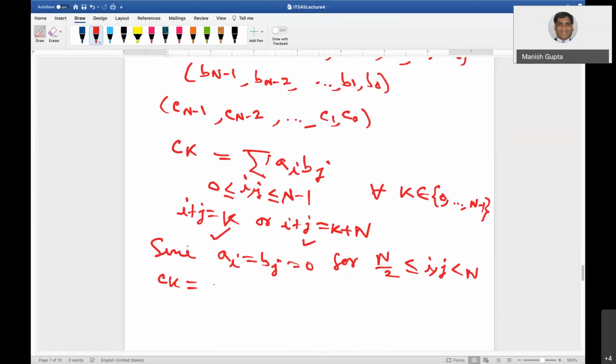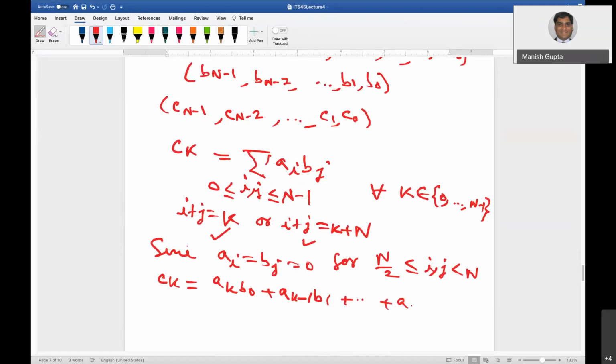So c_k is something like a_k b_0 plus a_{k-1} b_1. You see the sum is k here. k plus 0 is k. So i plus j is equal to k. i plus j is equal to k minus 1 plus 1, which is k, and so on.